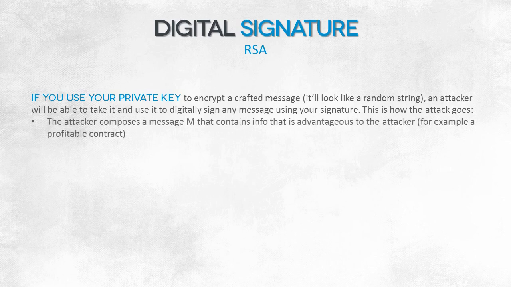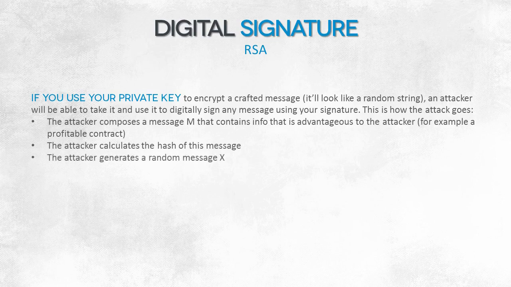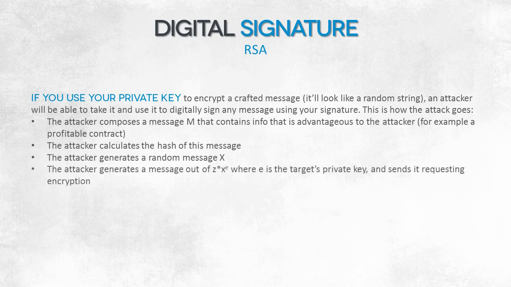An attacker needs to generate the message M, a contract, or anything else they want you to sign. Next, the attacker calculates a hash of the message, Z. The next step is to generate the random message X. Then, the attacker generates the message based on the expression Z times X to the power E, where E is your public key. The public key is by very definition freely available.